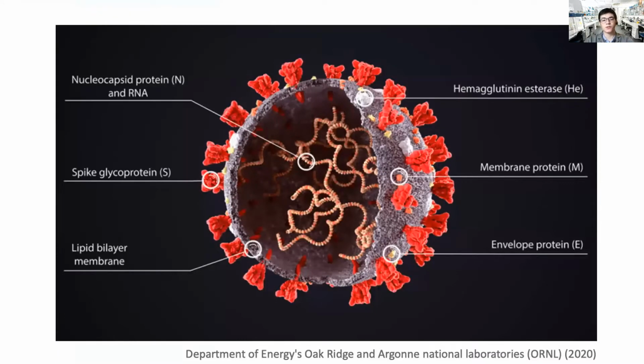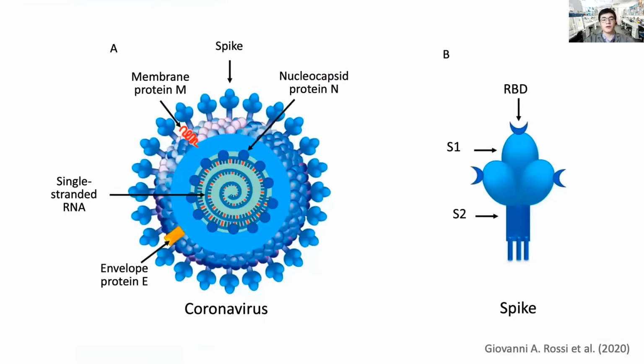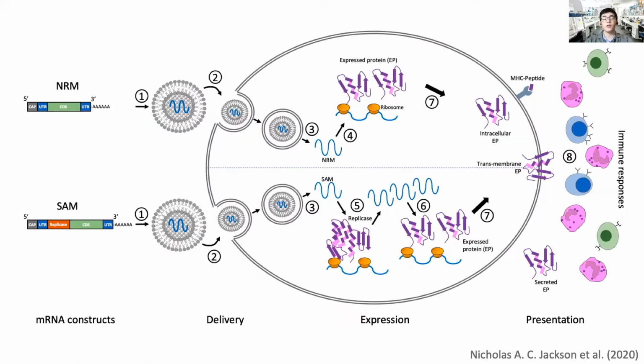The full-length S protein of the SARS-CoV-2 virus consists of an S1 and an S2 subunit. The S1 subunit harbors the receptor binding domain, and the S2 subunit anchors the spike to the viral envelope and enables fusion between the viral envelope and the host cell membrane. Now that we understand the structure of the virus, we can study the fundamentals behind Moderna's vaccine.